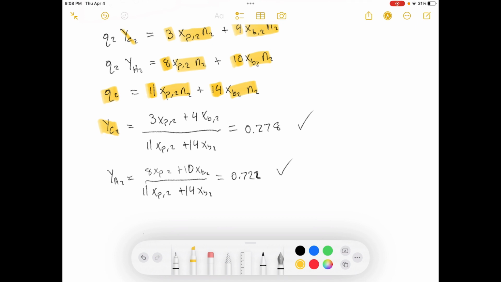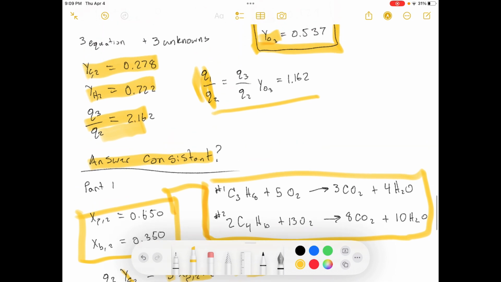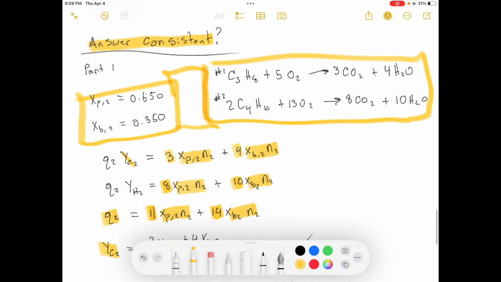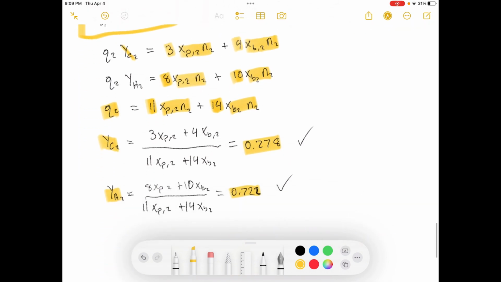the atomic ratio of carbon in stream 2. And it equals this. And the atomic ratio of hydrogen in stream 2 equals this. Now, do those match? You can see by my check marks. Indeed, they do match. Okay? So that is it for problem number 4.73.